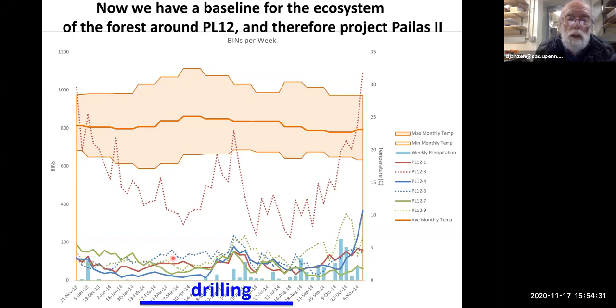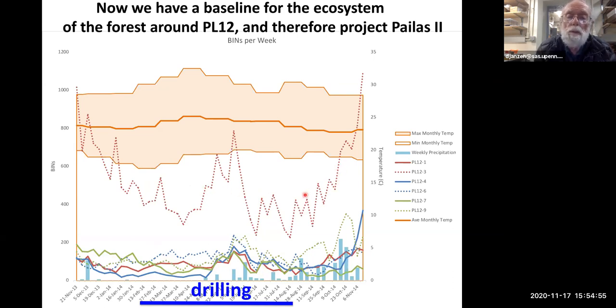Each one of these lines is one trap. So at first glance, five of these traps are basically telling you the same thing. They look like they're telling you the same thing if you don't look very closely. But one trap has gone nuts. Look at this one up here.